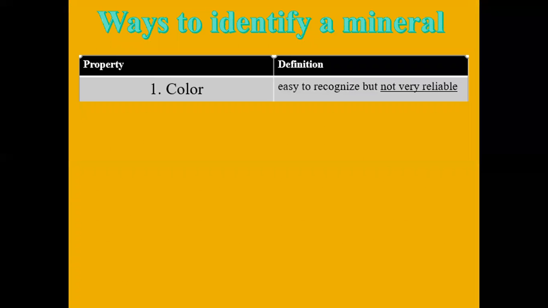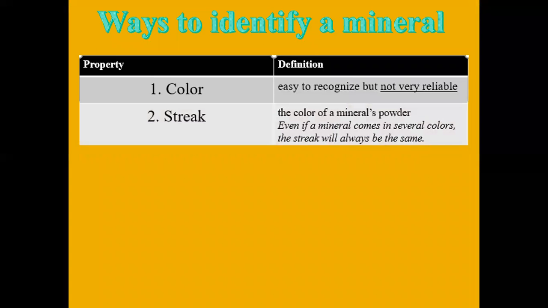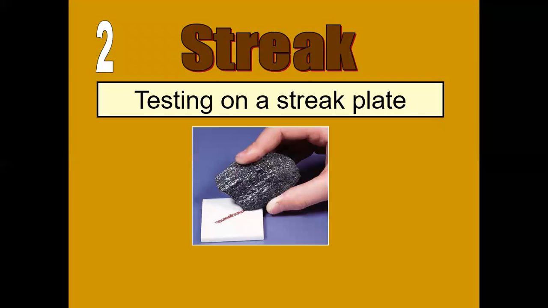Okay, the next one is streak. Now, streak's a little bit more reliable because this is the color of the mineral's powder. So even if the mineral comes out in several colors, the streak will be the same. So it's a really good way to identify a mineral, or at least narrow down the choices you have. The fun thing about streaks is you have to test it on this streak plate. What you do is you take the mineral and you have a porcelain plate and you just press the mineral against the porcelain plate and, for lack of a better term, streak it across.